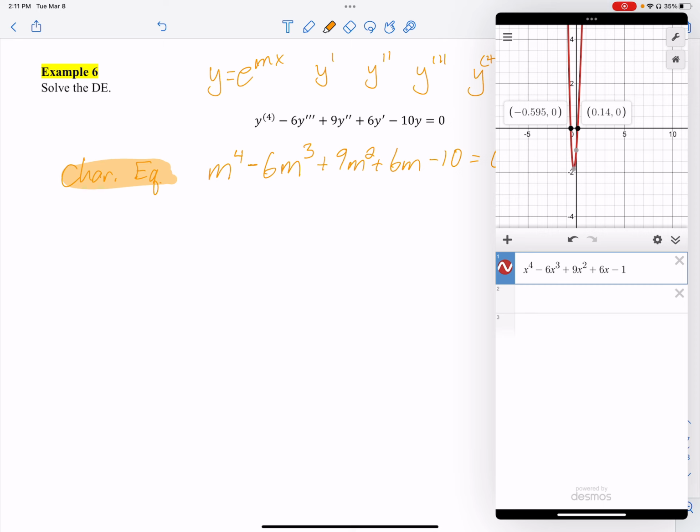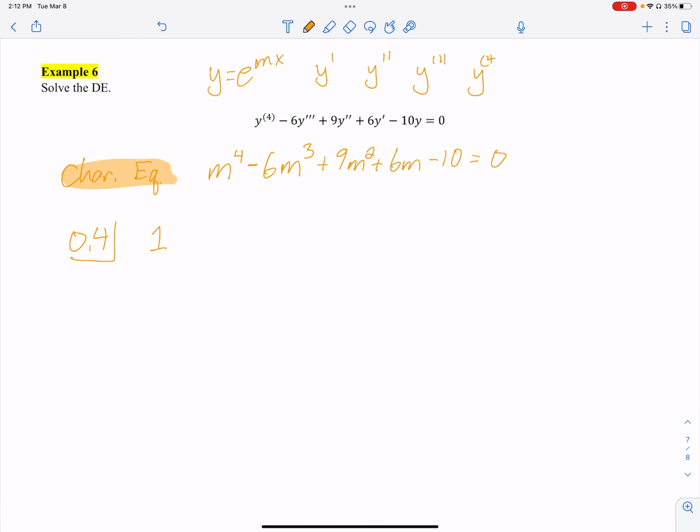I'm going to check to make sure that's a 0. Point 14, and I'm going to do this maybe a way you remember, maybe you don't. I'm going to run it through synthetic division. If it's a 0, then I should get 0 in my remainder. I get 1, and I write down the coefficients and leave the variables off: -6, 9, 6, -10.